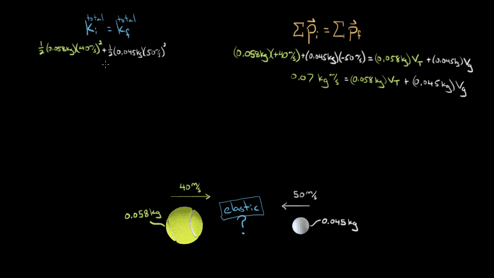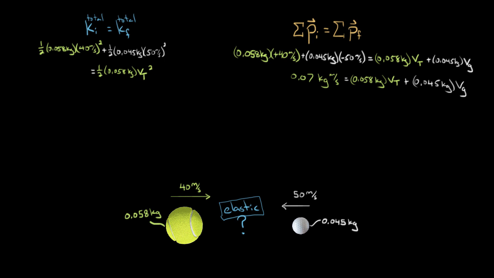We can say that this total initial kinetic energy should equal the total final kinetic energy. So I can say that this total amount here should equal, I'm just going to put the equal sign down here, the final kinetic energy of the tennis ball, which would be 1/2 times 0.058 kilograms times the final velocity of the tennis ball squared.